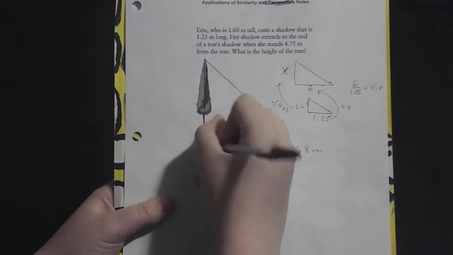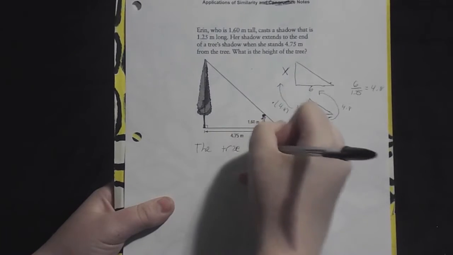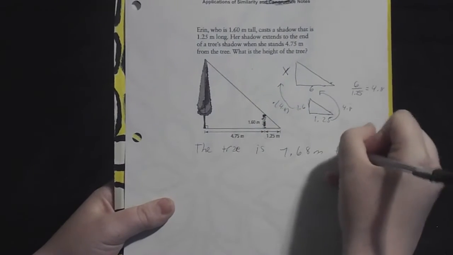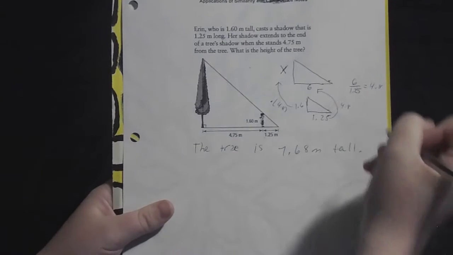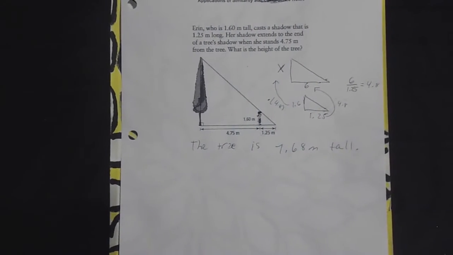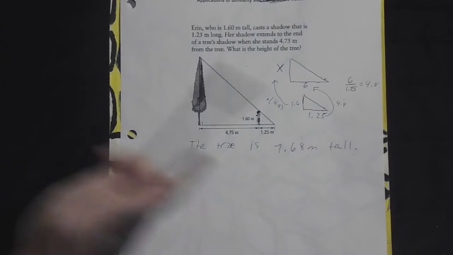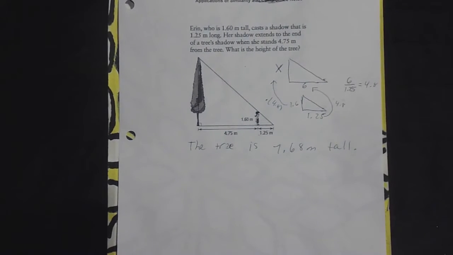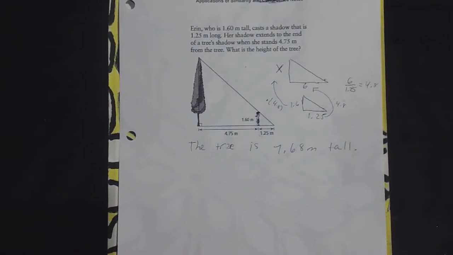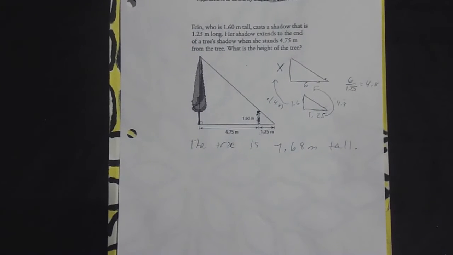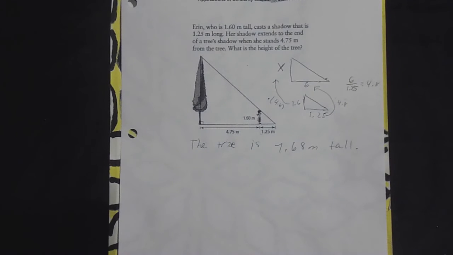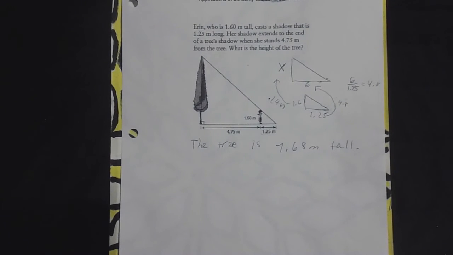So the tree is 7.68 meters tall. When you answer word problems like this, you need to include the units. So it's an M, it's in meters, you need to say M because it's in meters. Okay? And that's basically it. That's how you can apply similar triangles in this way. It's often by figuring out heights.